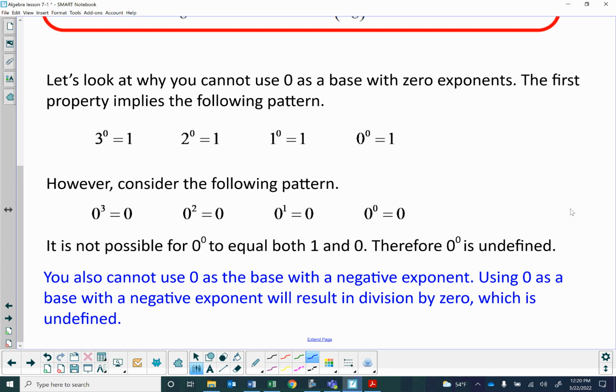If we have 0 to the third power, that's 0. 0 squared means 0 times 0, which is 0. 0 to the first means 0. So 0 to the 0 has to equal 0. It's not possible for 0 to the 0 to equal both 1 and 0 at the same time. Therefore, 0 to the 0 power is undefined. So you cannot use 0 as a base with a negative exponent any more than you can use 0 as a base with a positive exponent. Using 0 as a base with a negative exponent will result in division by 0, which is also undefined.